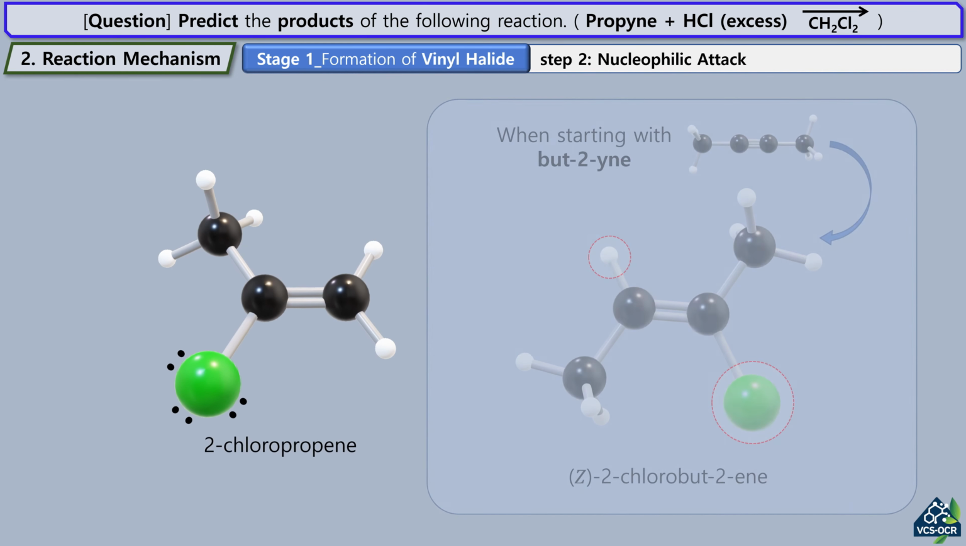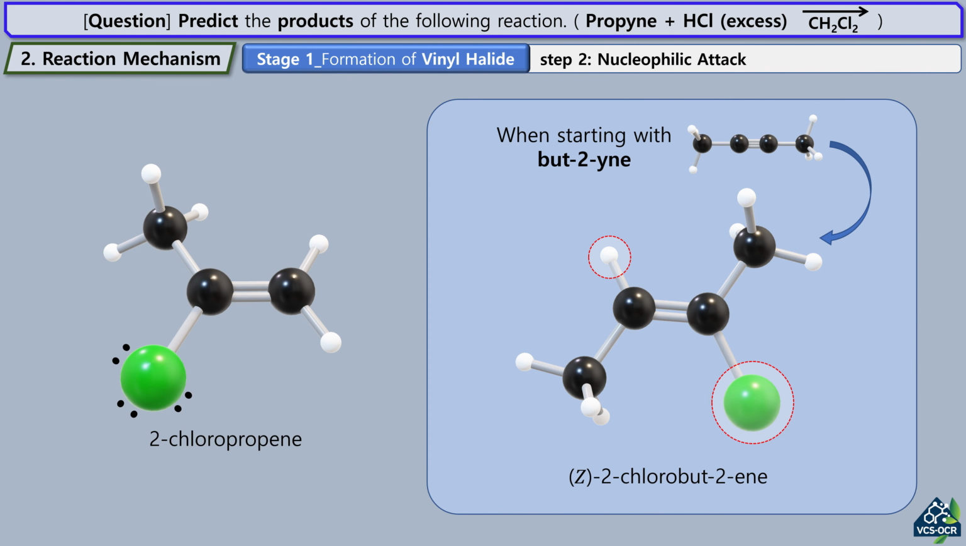If the substrate is an internal alkyne, such as 2-butyne, anti-addition of H and Cl commonly predominates. Note that E/Z naming follows CIP priority. Even though H and Cl add on opposite faces, the higher priority substituents, Cl and CH3, can end up on the same side, giving Z-2-chlorobutene as the major isomer.